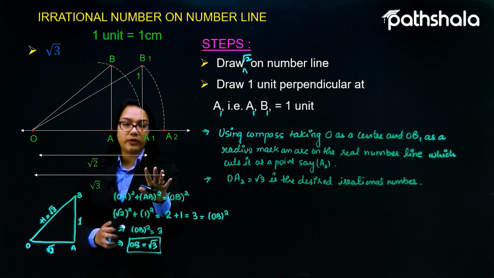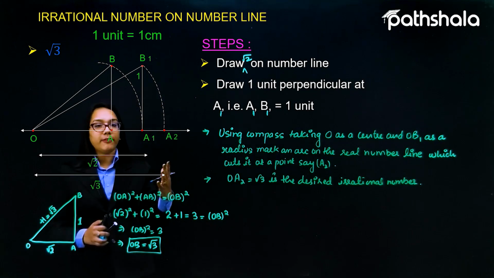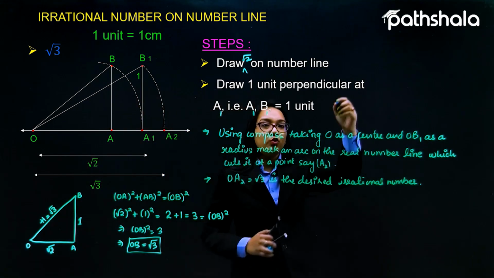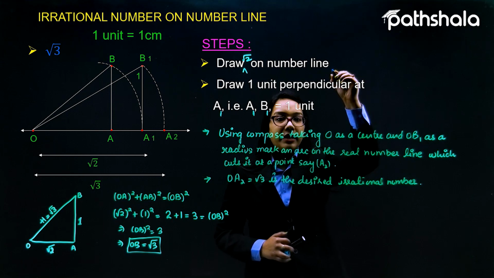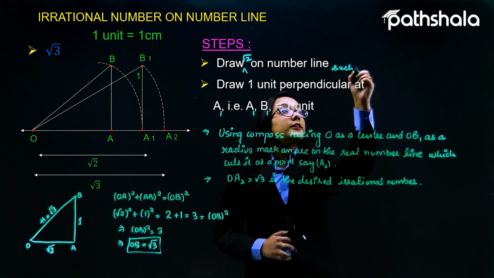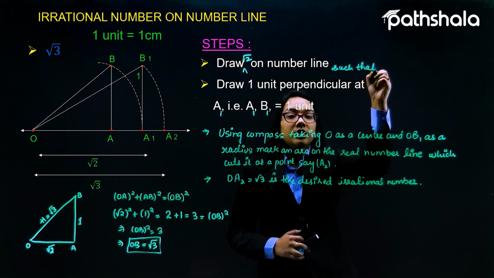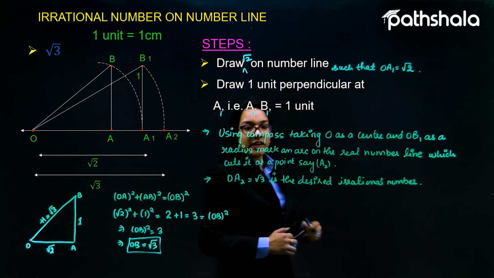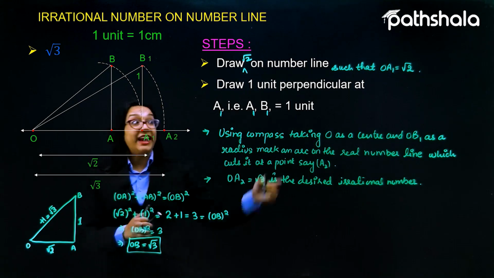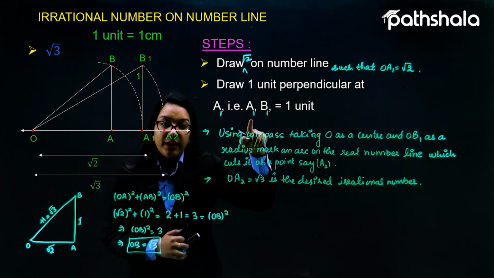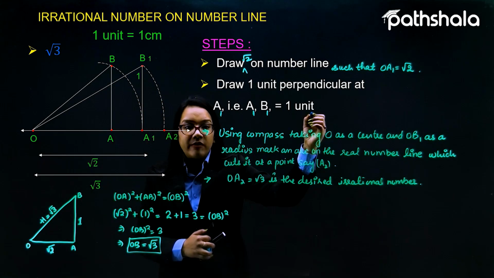So step number 1 is to draw root 2 on the number line. We are all aware how we can draw root 2 on the number line. Again further, after drawing root 2 on the number line, let me amend it a little bit: draw root 2 on the number line such that OA1 is equal to root 2. Then draw 1 unit perpendicular at A1, that is A1B1, which is 1 unit.